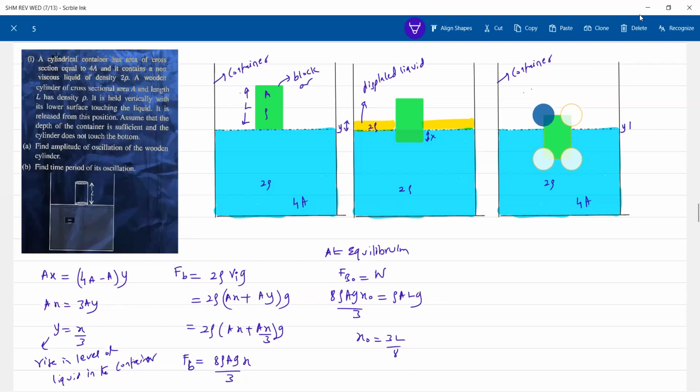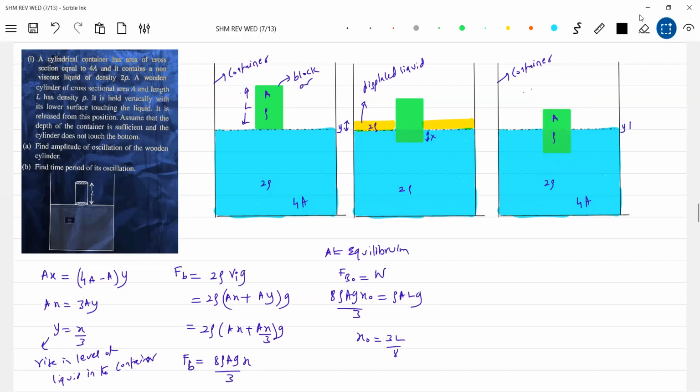Somewhere here it will come to equilibrium, no? What is x naught? X naught is the total length immersed. Okay, I agree with this. So that is x naught.